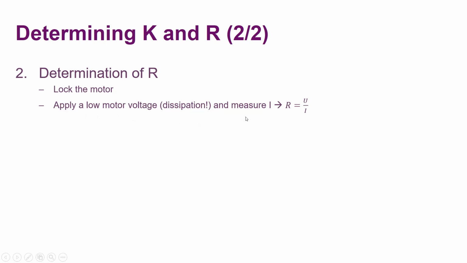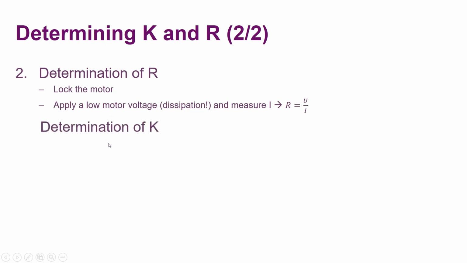And we then measure the motor current, and by applying Ohm's law, we can calculate the motor resistance R, which equals U, the voltage, over I, the current. Remember, the motor voltage has to be low, because when the motor voltage is too high, the dissipation in the motor will be too high and the motor heats up and the R changes over time. So apply a really low motor voltage.